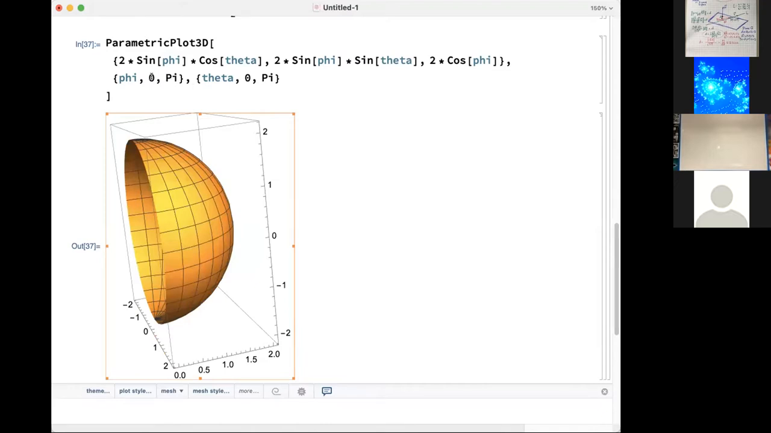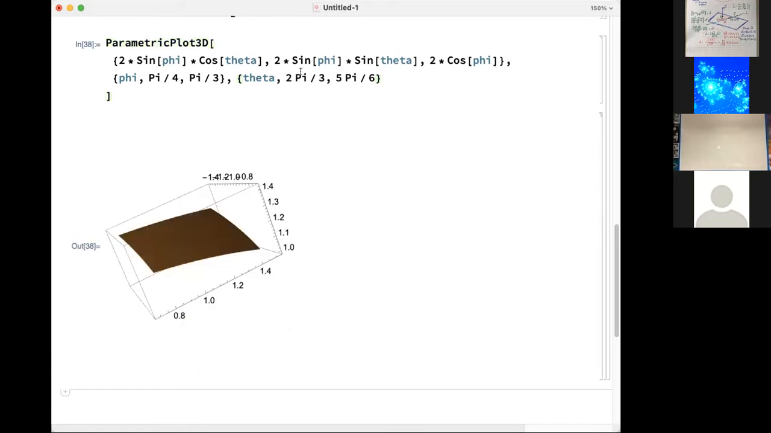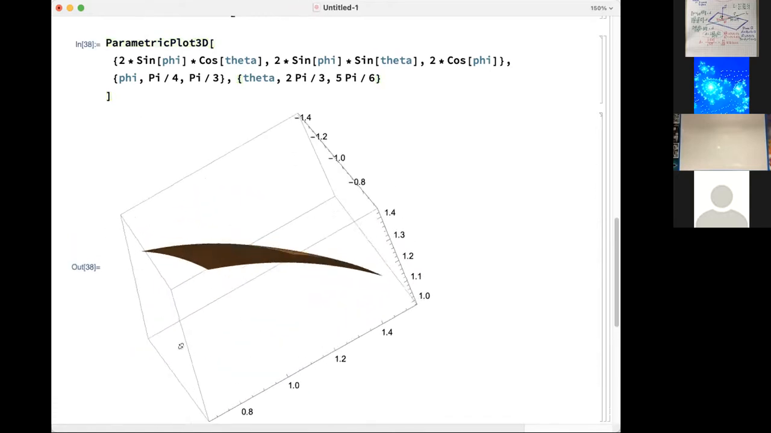I could even draw a patch where phi is from pi over 4 to pi over 3, and theta goes from 2 pi over 3 to 5 pi over 6. Now you can visualize what's going to happen before I press the button. What I'm going to get is a sphere, but only a portion of the sphere, between two angles from the vertical and two angles from the horizontal, positive x-axis. I get a little patch of a sphere.